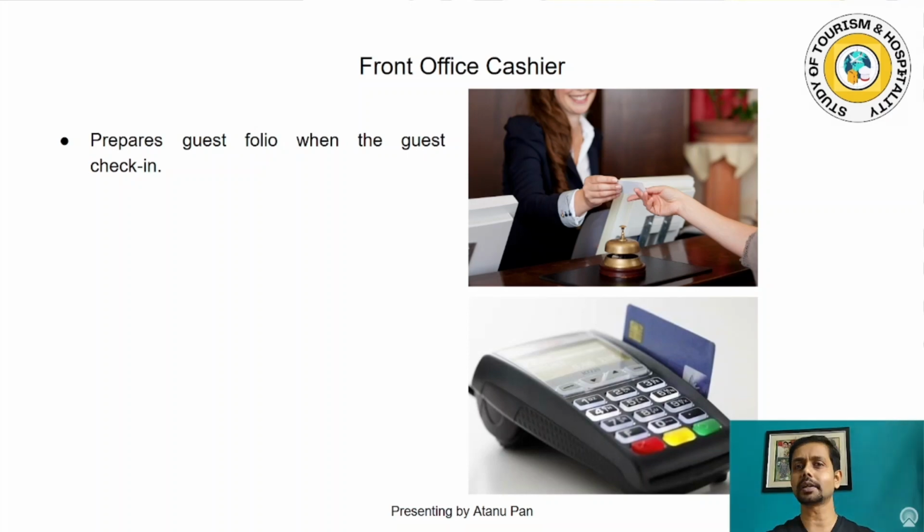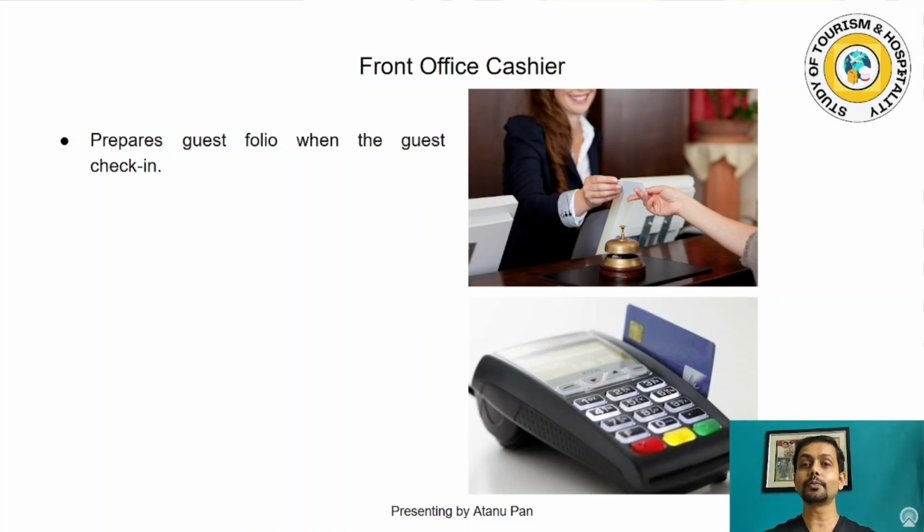For example, a guest came and you are the receptionist, you have done the registration of the guest and you have allotted room number 201. This is just an example. You have allotted room number 201 to the guest. All right, now what will this cashier do after registration has been done? This cashier will open a guest folio for 201.